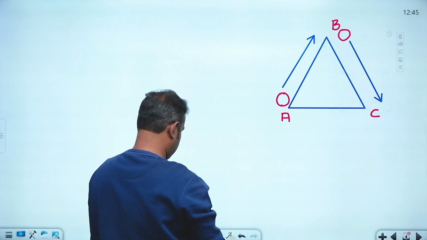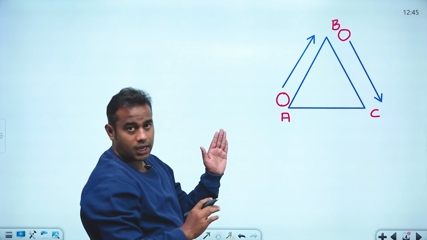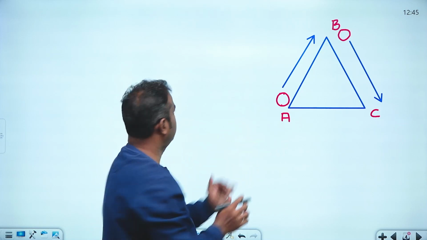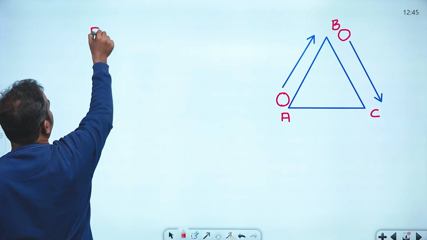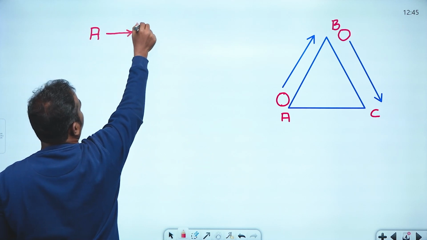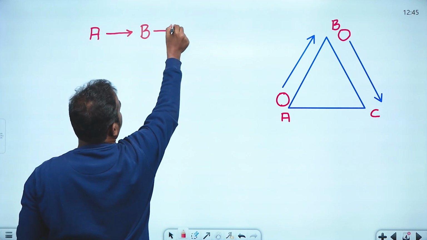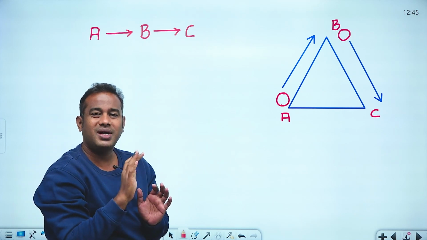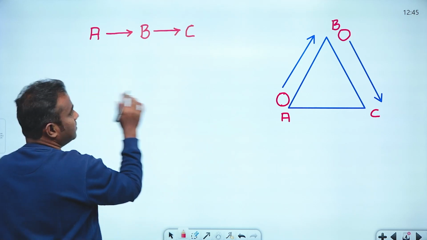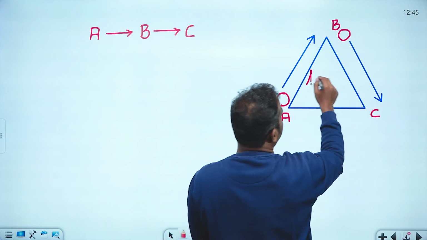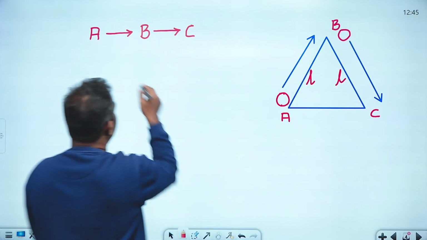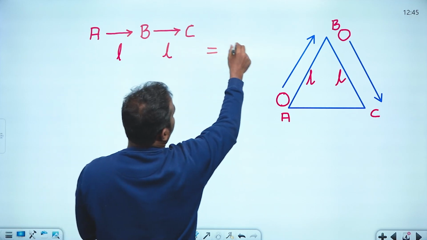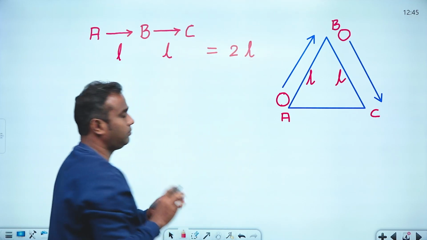Now what you can say is, an object moved from point A to point B and then from point B to point C. Now if you calculate the distance, for example, this is length L and this is length L. So the total distance will be 2 times the length, 2L.